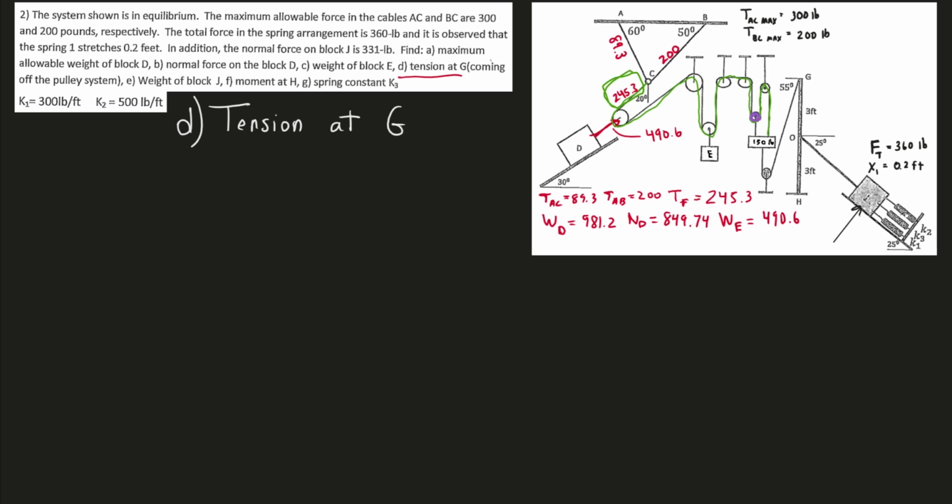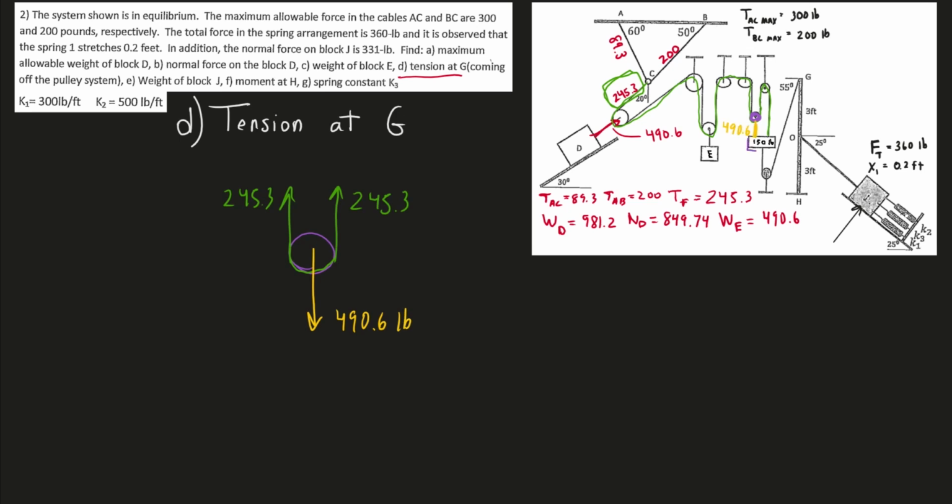I can do a quick FBD at that pulley. And we learn that the force going downwards must be both of these added, the 490.6 again.